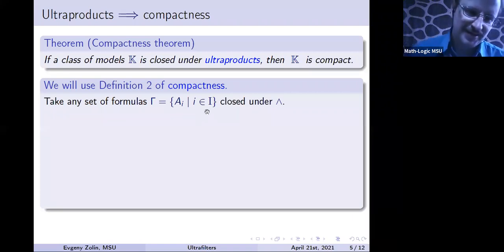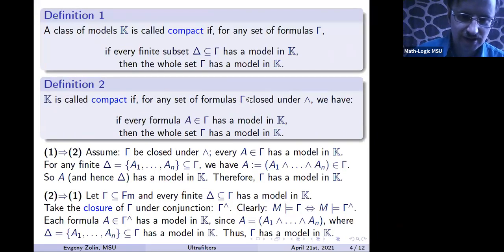Well, in the definition of compactness, if gamma is finite, then in both cases it is trivial, because for every finite subset delta, we can take delta equals gamma, and so the only interesting case is when gamma is an infinite set.